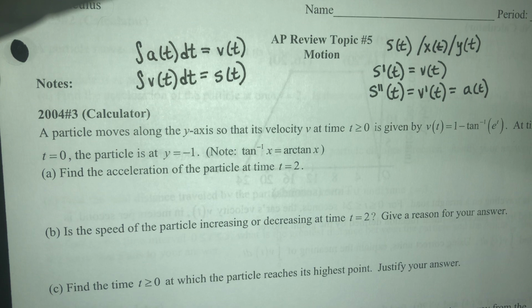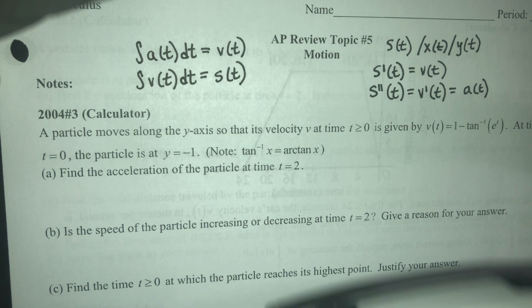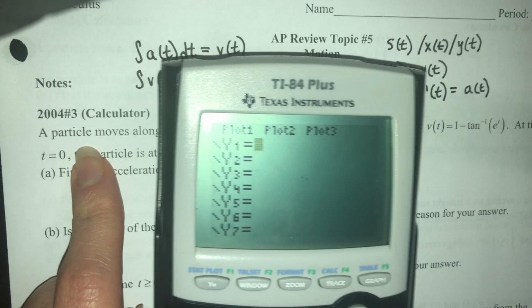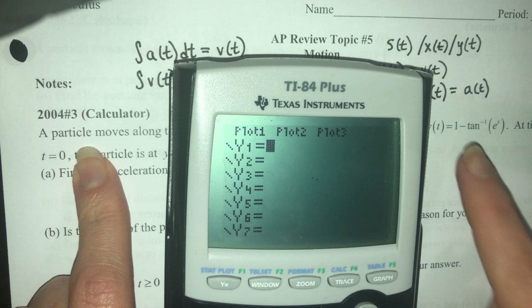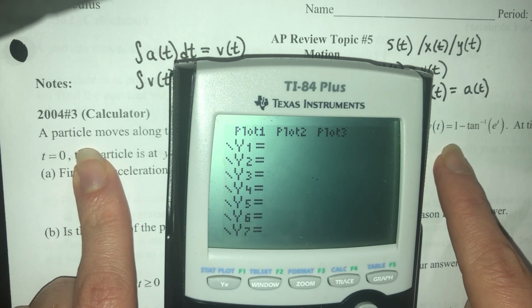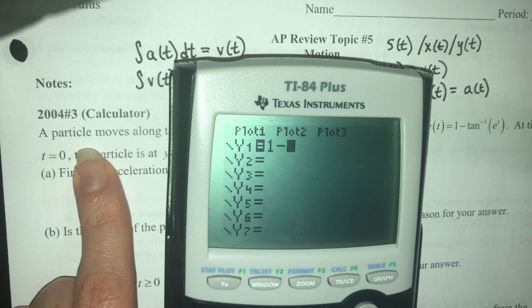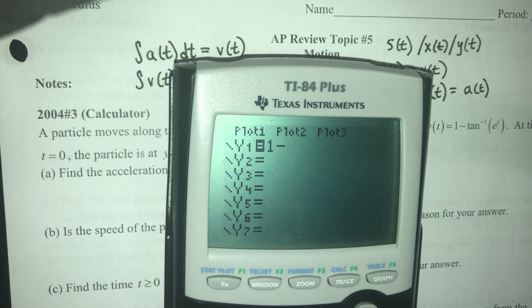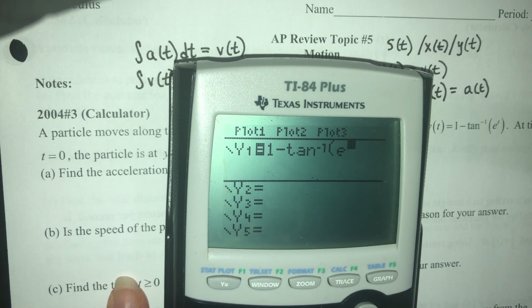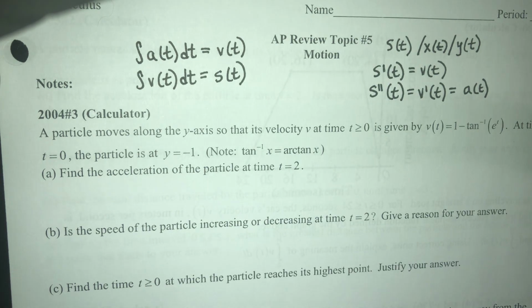So when I have a problem like this, the first thing I do, since it's a calculator problem, is go into y equals in my calculator and type in this given velocity equation. So I've got 1 minus the inverse tangent of e to the power of t, which I'm using x for time. All right, so that's in there now. And definitely you want to make sure that you are in radian mode.